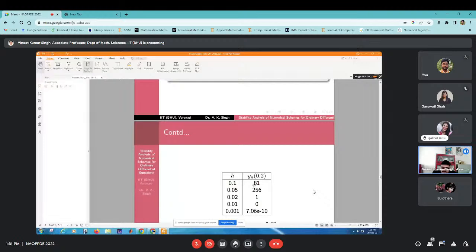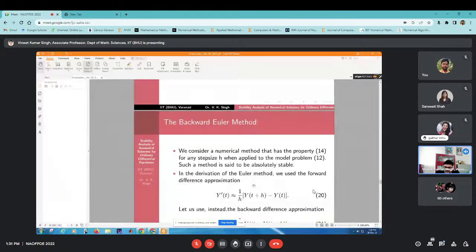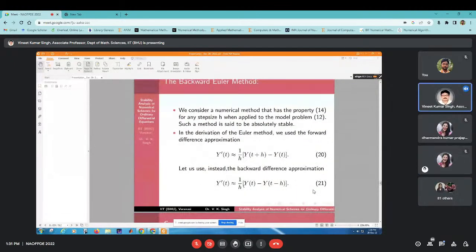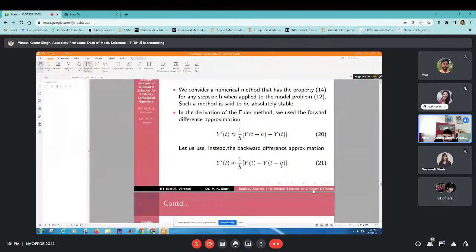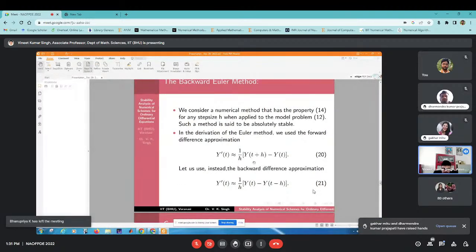So what is the backward Euler method? Backward Euler method means we replace y prime t by 1 by h times y t minus y t minus h. That is the backward operator. All of you are familiar with this, so I should not focus more on that. You know how to replace the derivative by the backward difference. When you replace by the forward difference, we receive the numerical scheme which is conditionally stable.